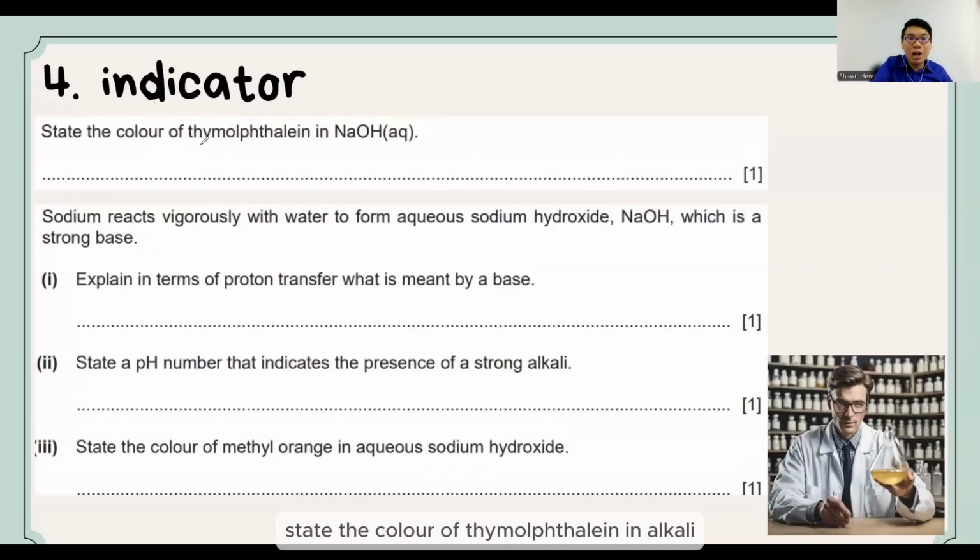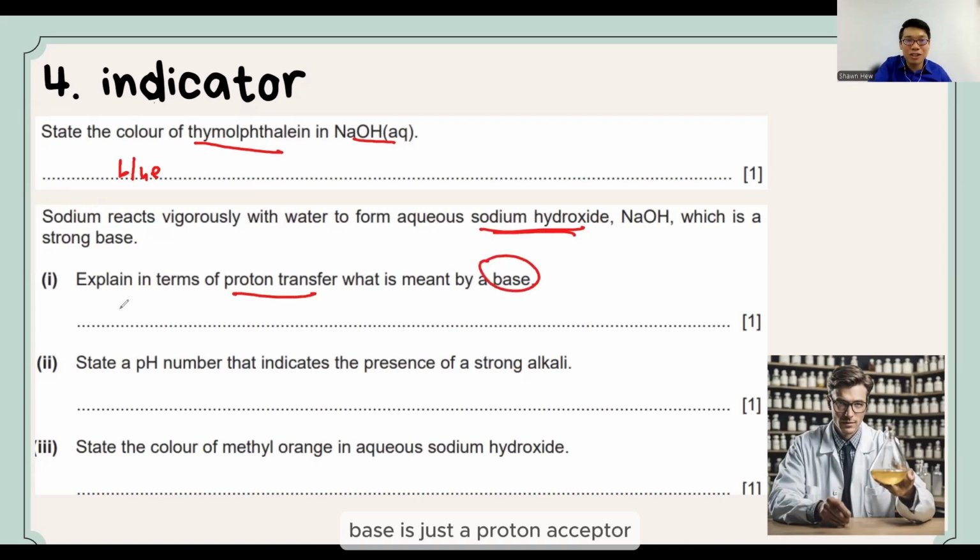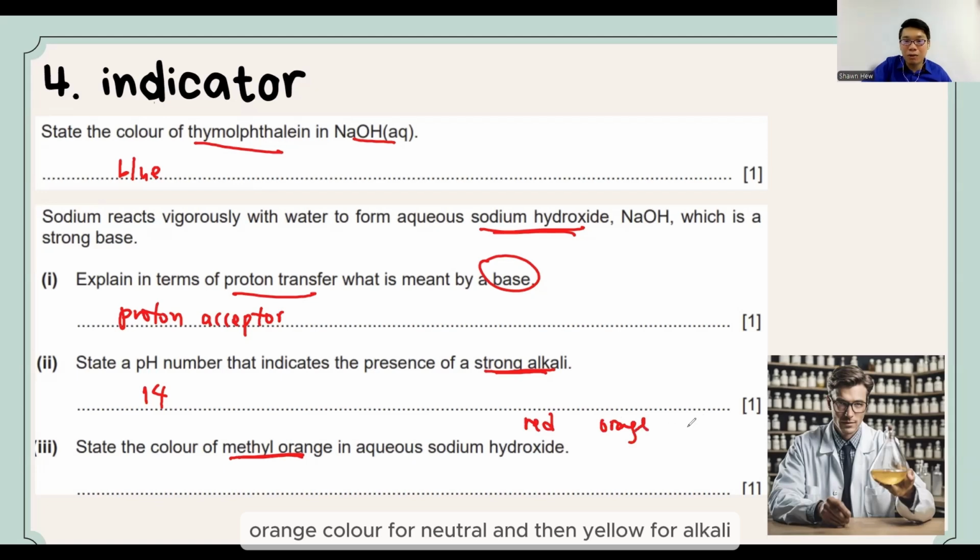The first question, see the color of thymolphthalein in alkali. Thymolphthalein in alkali is blue. In acid it is colorless. Next, sodium reacts vigorously with water to form NaOH, which is a strong base. Explained in terms of proton transfer, a base is just a proton acceptor. See the pH that indicates strong alkali. Strong alkali is the maximum, which is 14. See the color of methyl orange in NaOH. It's red for acid, orange for neutral, and then yellow for alkali.